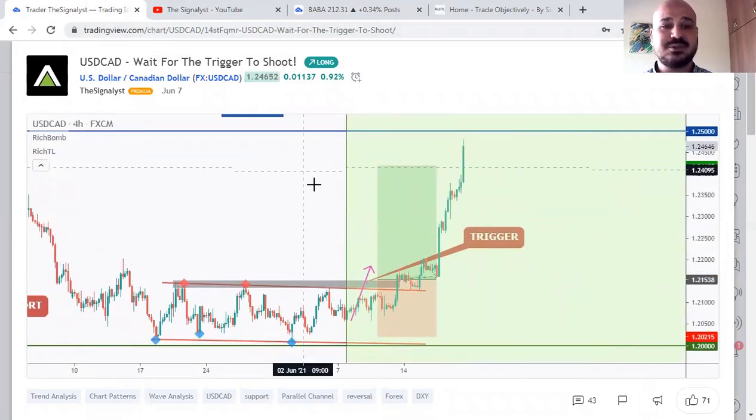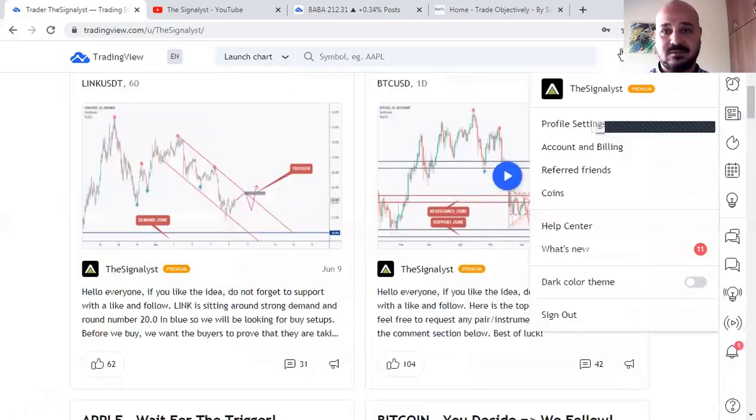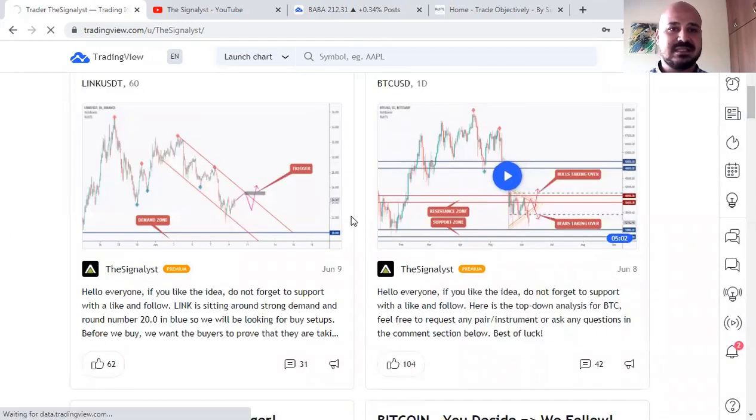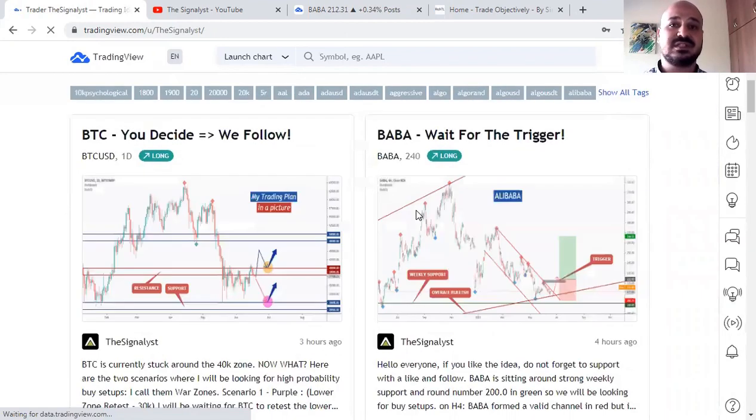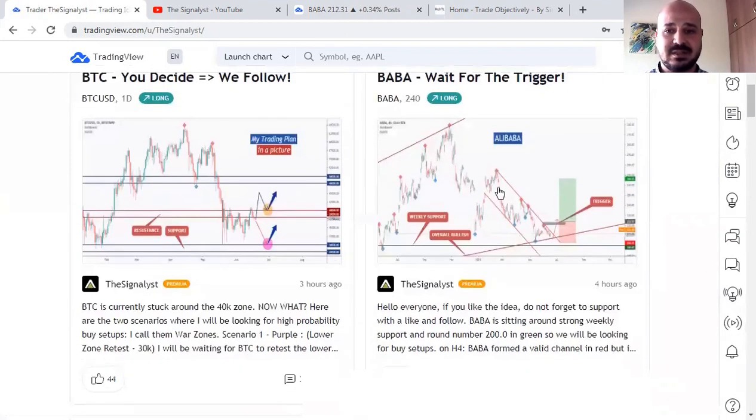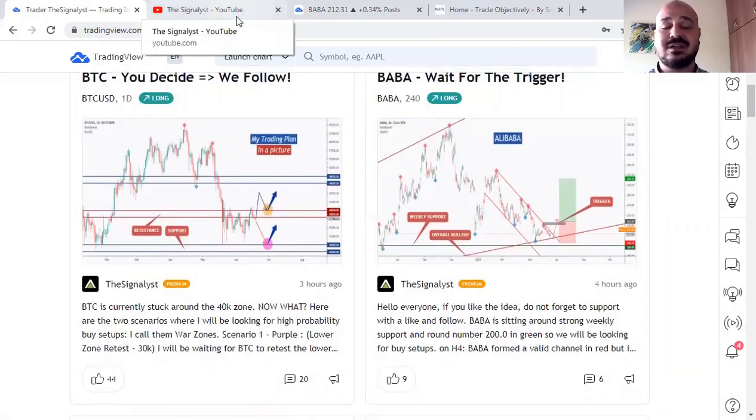So today we are going to pick a new one from my TradingView profile as usual, and this is the latest one that I posted today, which is Baba, the stock Alibaba. Okay, so this is it, and today we are going to go over it. Last time we did a forex pair, now we are doing a stock. Maybe next time we'll do crypto or an index and so on.